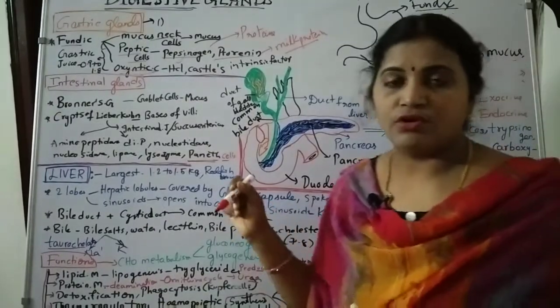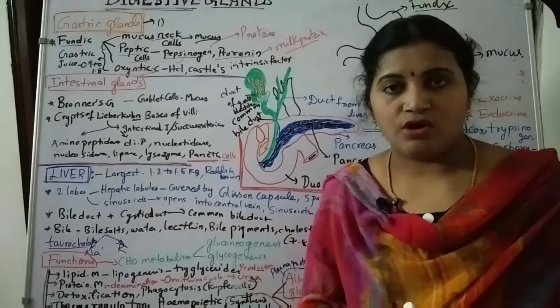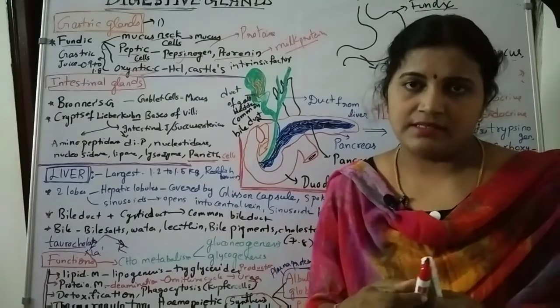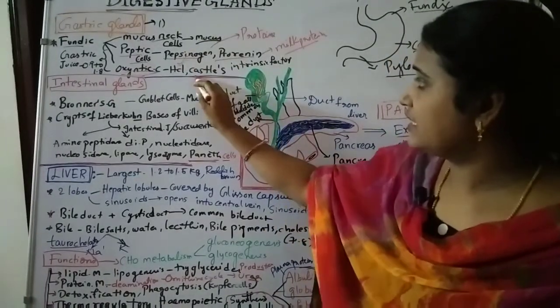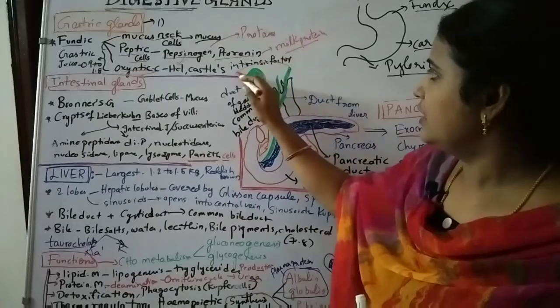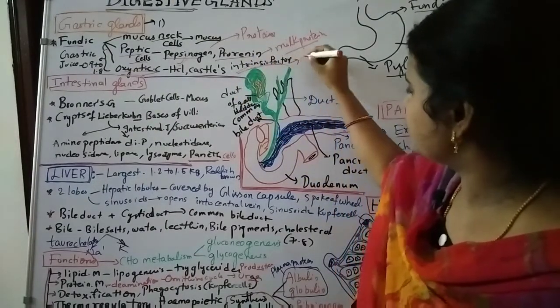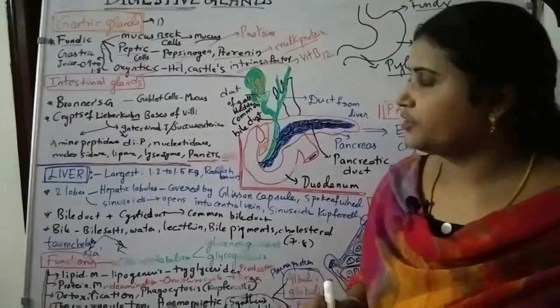Very important, hydrochloric acid. Hydrochloric acid is responsible for killing harmful microorganisms, and at the same time it is activating the enzymes. HCl is very, very important for activating the enzymes. Then Castle's intrinsic factor is responsible for absorption of vitamin B12.